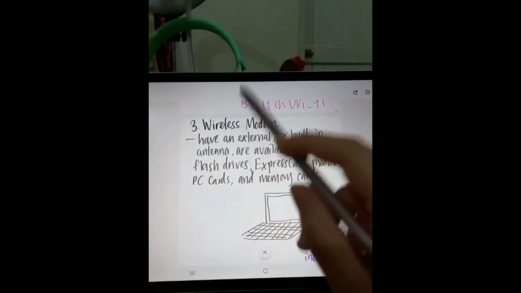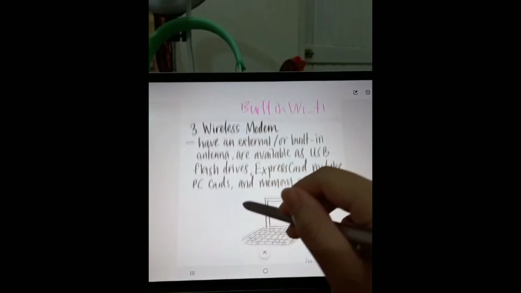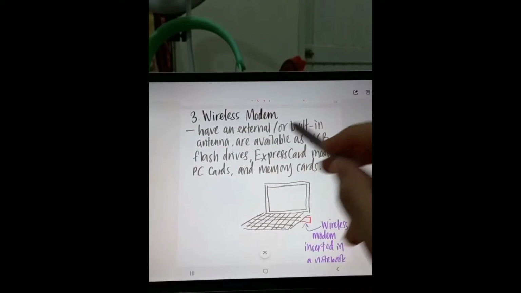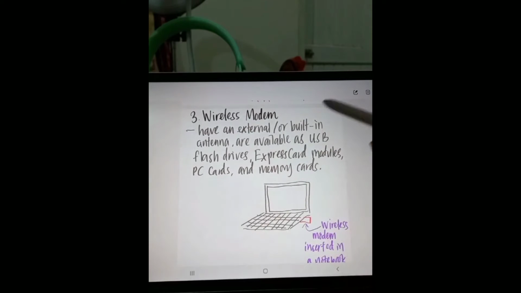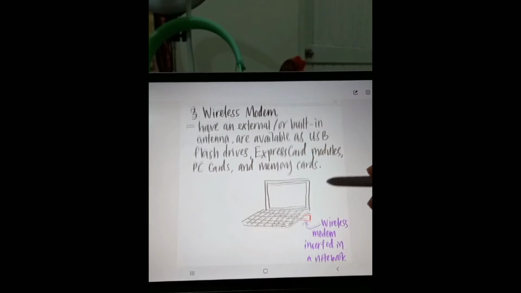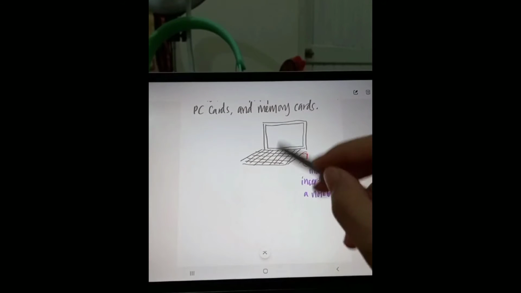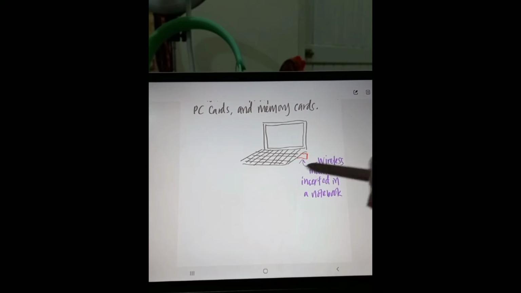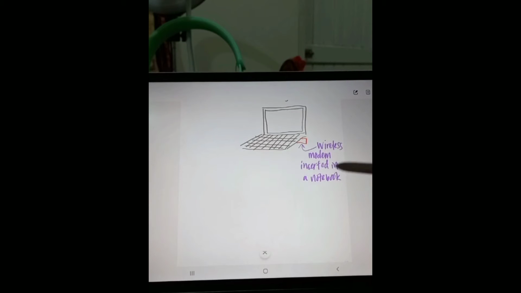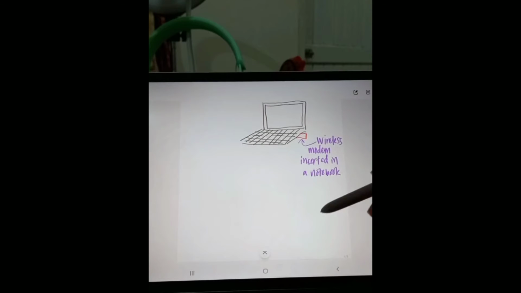Moving on to the wireless modem, which has an external or built-in antenna and is available as USB flash drives, ExpressCard modules, PC cards, and even memory cards. As you can see in my drawing here, I drew a notebook where I inserted a USB, which is also known as a wireless modem.